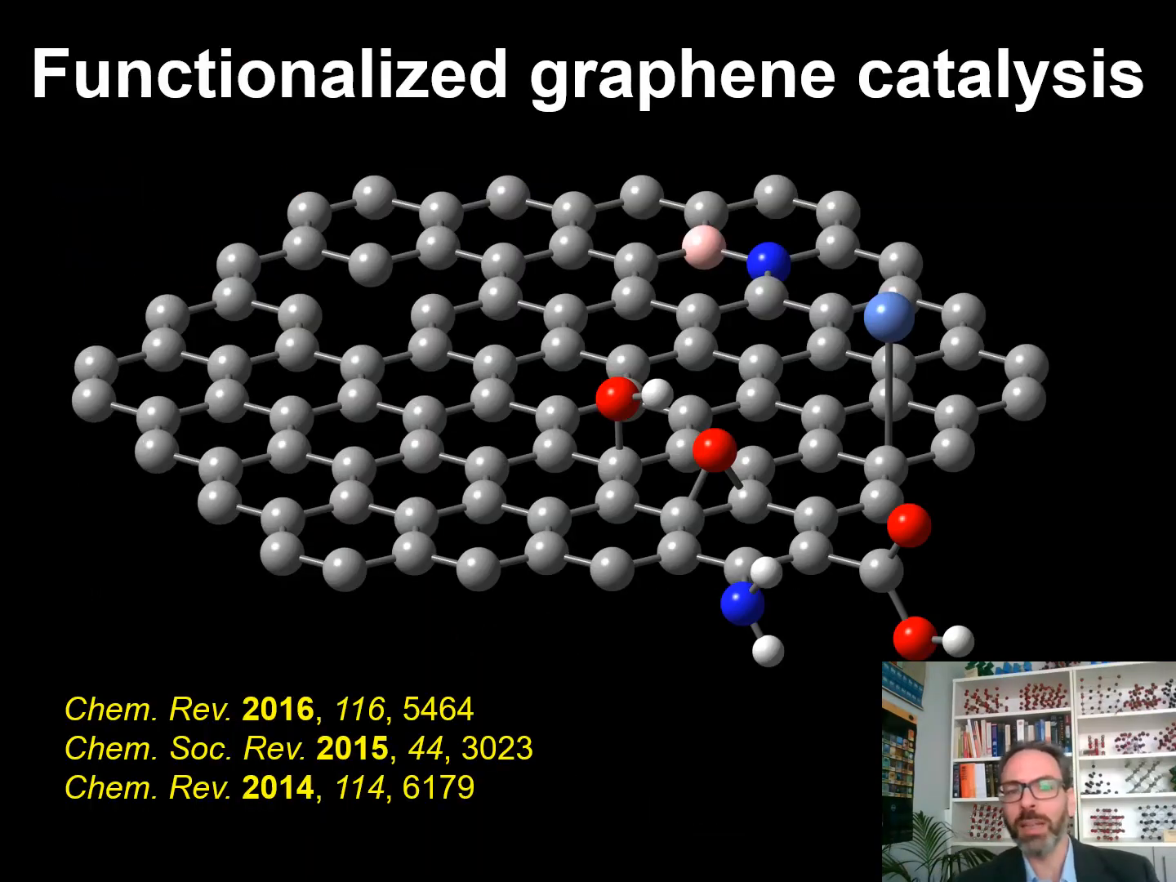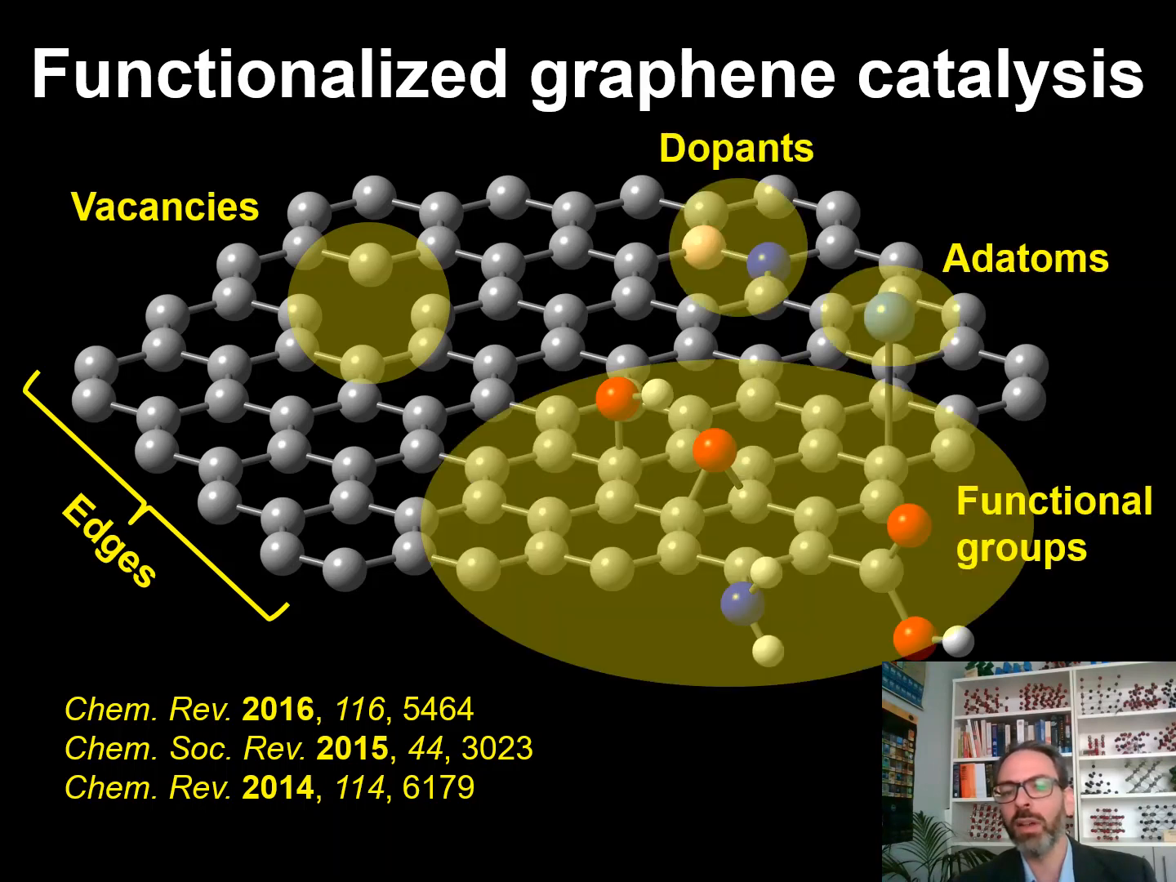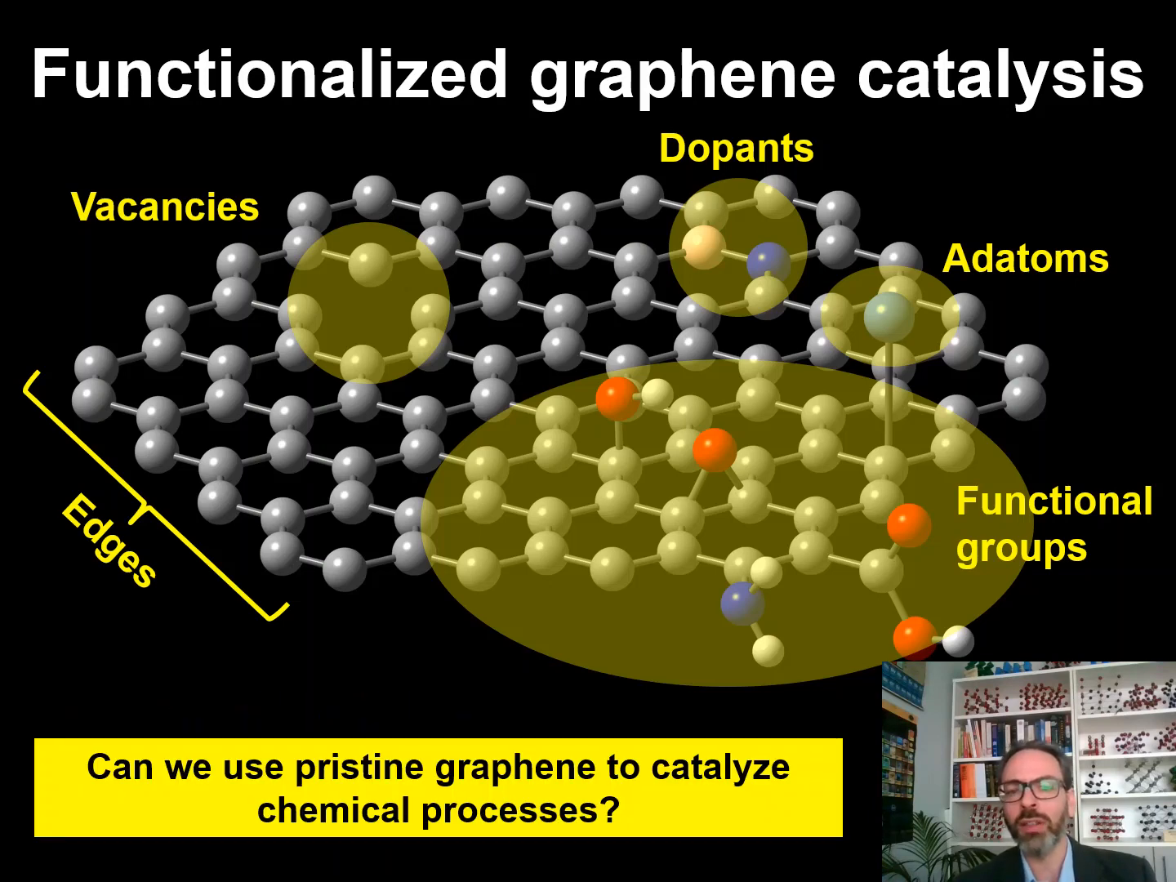However, in current catalytic applications, catalysis normally doesn't occur on the pristine part of graphene, but at chemically modified or functionalized sites, such as zigzag edges, vacancies, heteroatom dopants, add atoms, or functional groups such as those present in graphene oxide. And a practical problem in the application and manufacturing of these catalysts is how to control the uniform distribution of these defects.